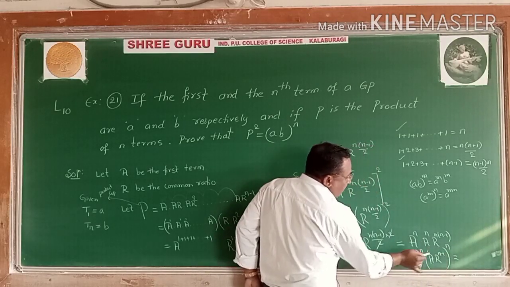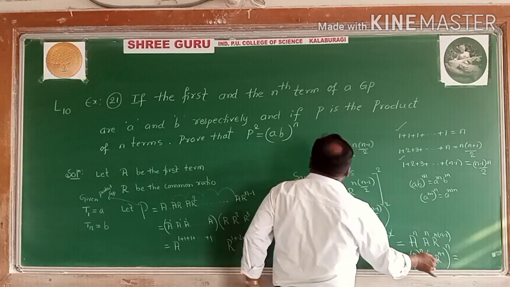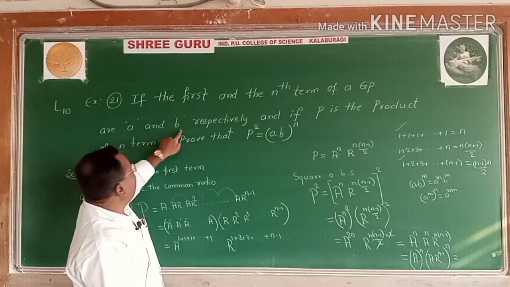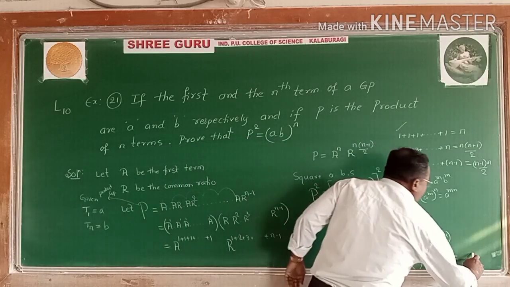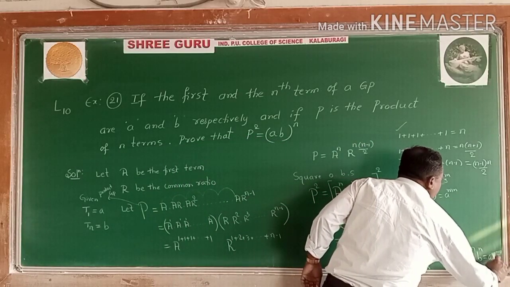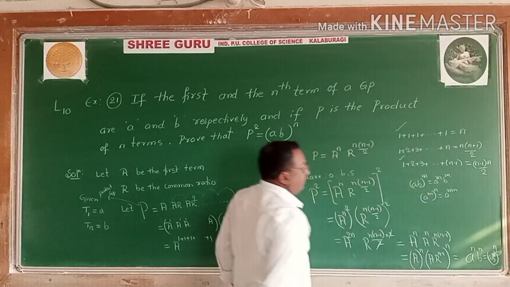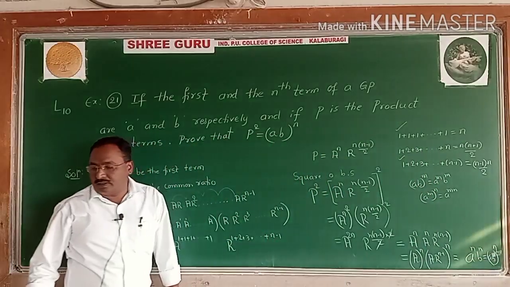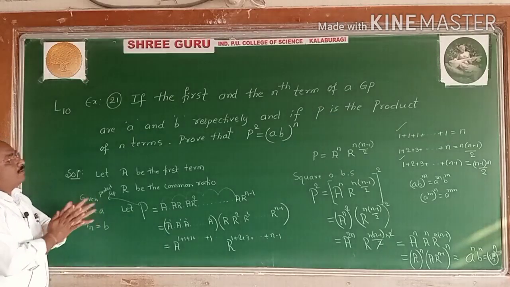This is the first term, and this is the last term, first term and last term respectively. So a power n times b power n is equal to (ab) whole power n.